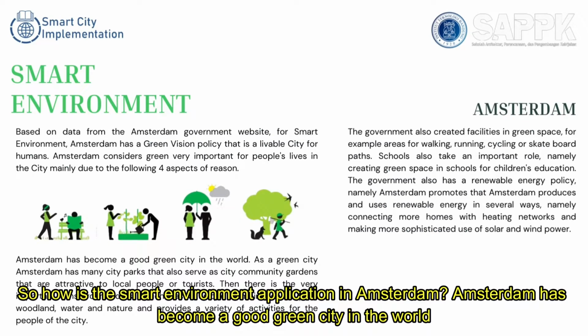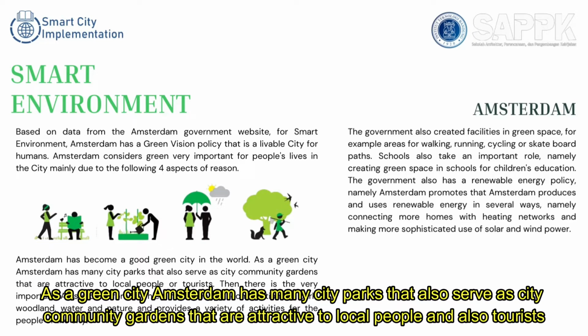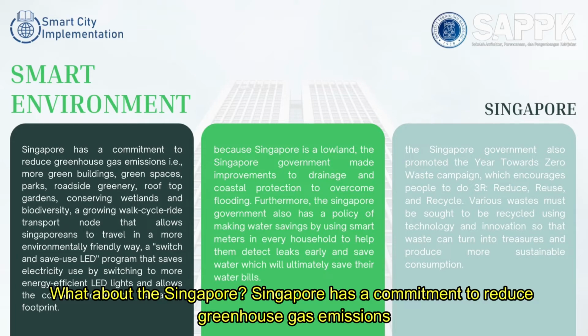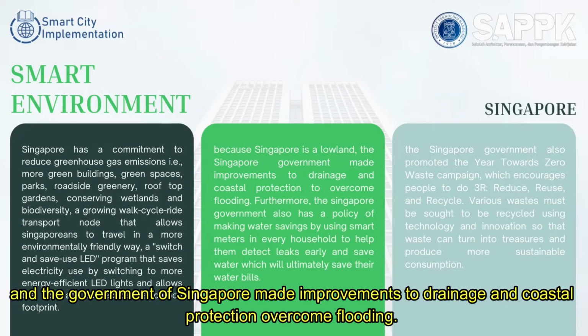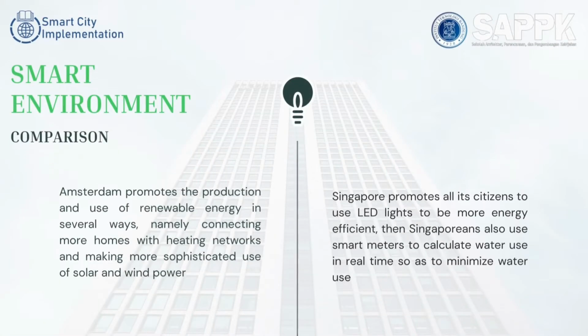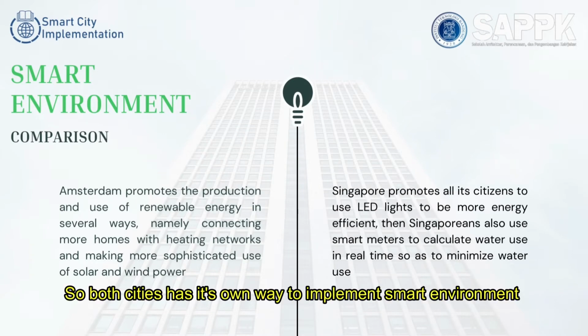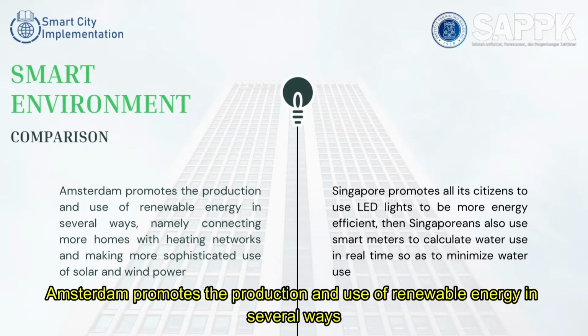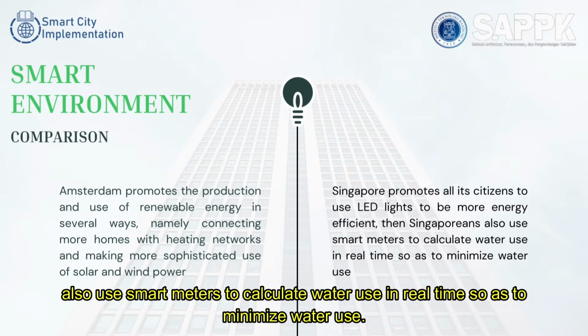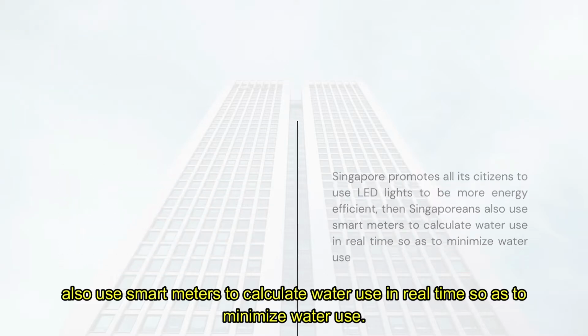So how is the smart environment applied in Amsterdam? Amsterdam has become a good green city in the world. As a green city, Amsterdam has many city parks that also serve as city community gardens that are attractive to local people and also tourists. What about Singapore? Singapore has a commitment to reduce greenhouse gas emissions, and the government of Singapore made improvements to drainage and coastal protection to overcome flooding. Also, they promoted the Year Towards Zero Waste campaign. So both cities have their own way to implement smart environment. Amsterdam promotes the production and use of renewable energy in several ways, and Singapore promotes all its citizens to use LED lights to become more energy efficient. They also use smart meters to calculate water use in real time so as to minimize water use.